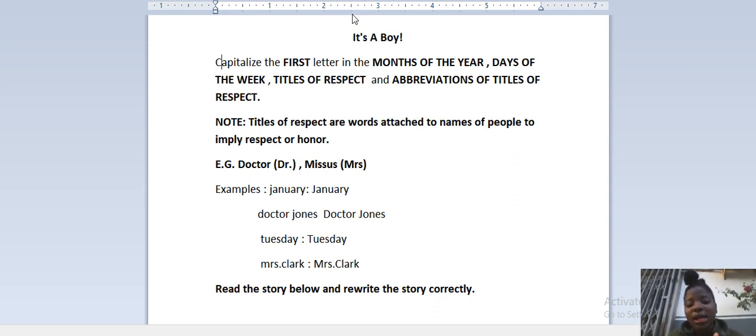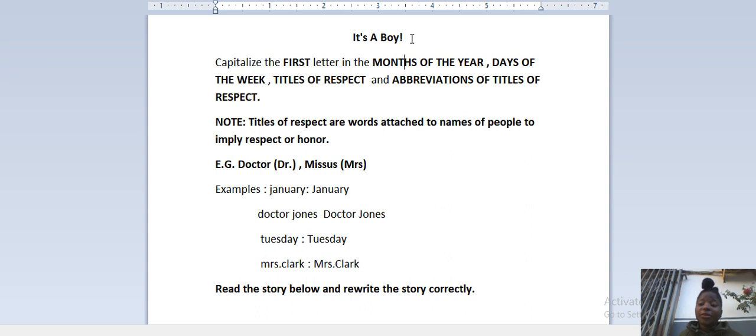Capitalize the first letter in the months of the year, days of the week, titles of respect, and abbreviations of titles of respect. It's very easy. Don't get confused at all. Now, you all know the months of the year: January, February, March, April, May, June, July, August, September, October, November, December. We're saying if you are writing these months of the year in any sentence, in an essay, in a paragraph, whatever it is, capitalize the first letter.